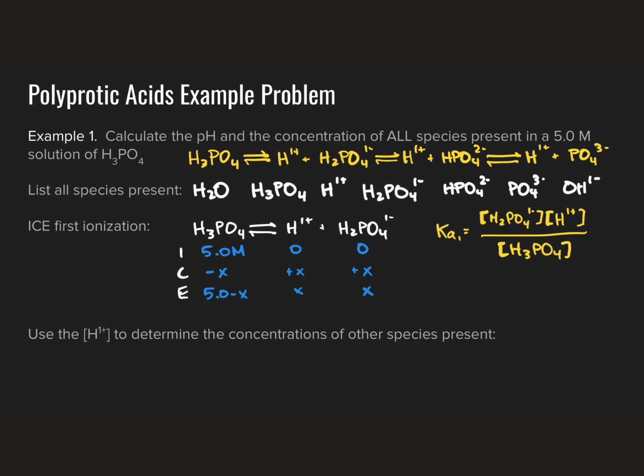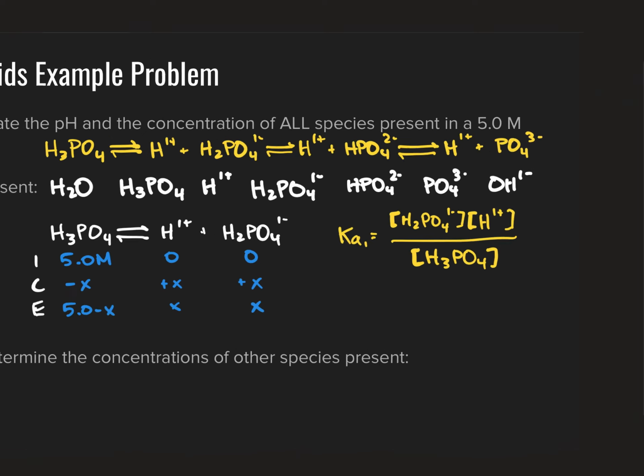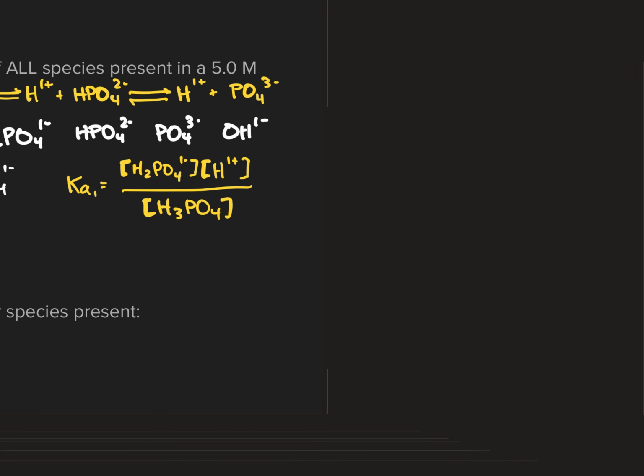And as we have previously, we'll solve our ICE table by making an assumption. From having a look at our previous page, we saw that the Ka1 value for the first dissociation of phosphoric acid was 7.5 times 10 to the negative third. And that Ka is now going to be equal to the concentration of the two products of the first dissociation. That is going to be an X for both the hydrogen ion and the dihydrogen phosphate ion, so X squared in the numerator, divided by 5 minus X in our denominator.